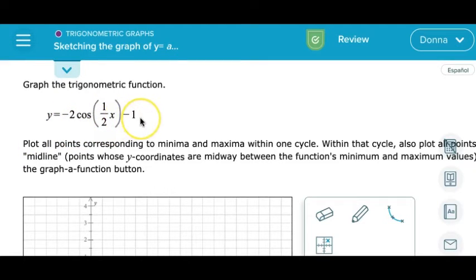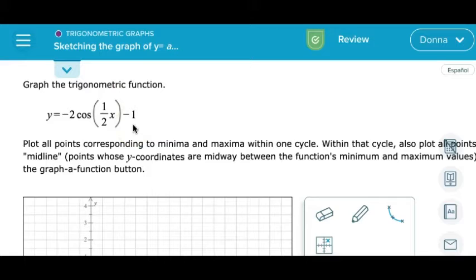That subtracted 1 lets us know we have what's called a vertical shift. If the subtracted 1 was within the parentheses, that would let us know that it's part of the argument, and that would be a phase shift. If you recall, the phase shift shifted the graph from right to left. Well, it turns out the vertical shift shifts the graph up or down.